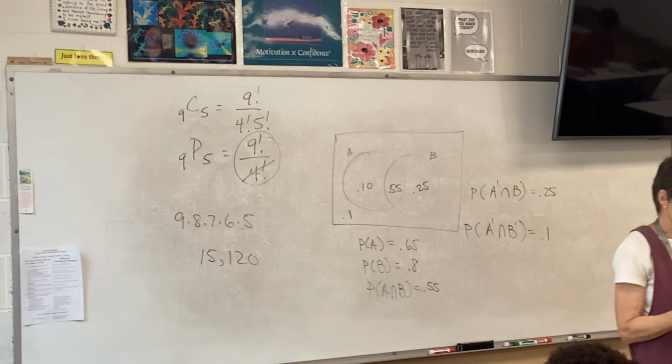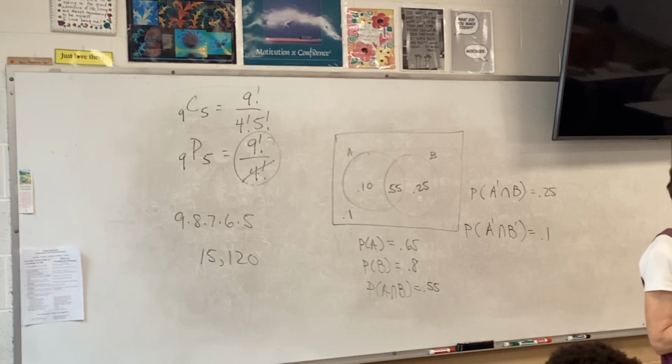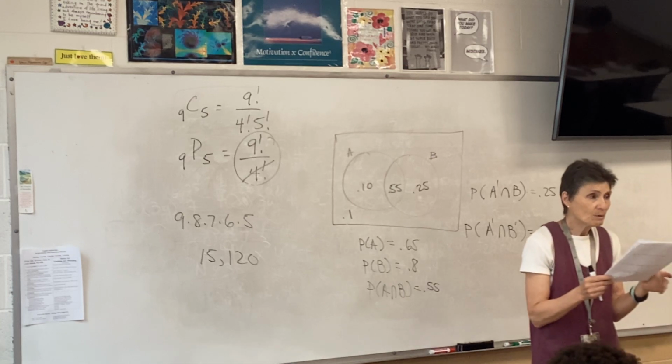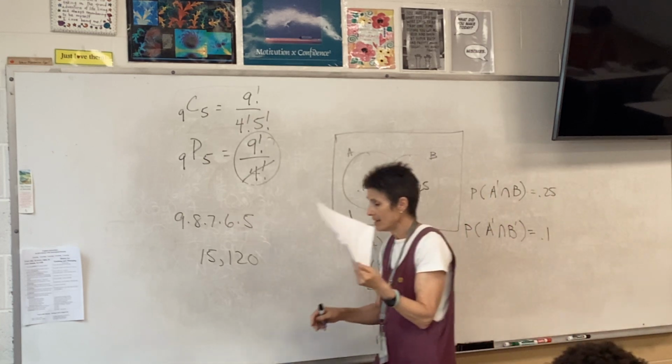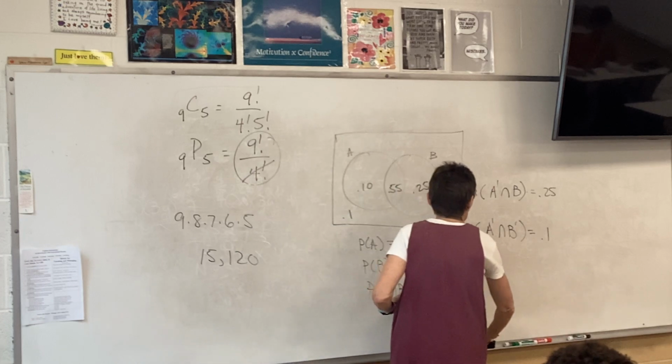Both like English. 0.2 times 0.3, 0.06. And then one will like math and the other will like art.